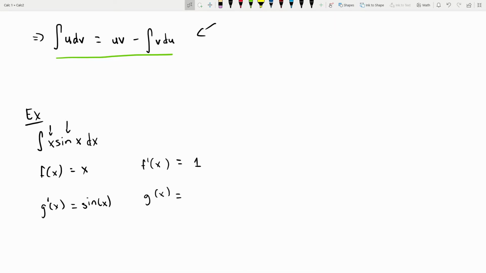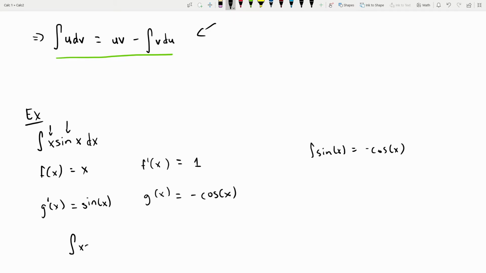And then g of x, well, to get from g prime to g, we need to take the integral. And the integral of sine x right here, well, that's just going to be minus cos x. So this will be minus cos of x. And now we have all the functions that we need. Simply all that's left to do is to plug in.